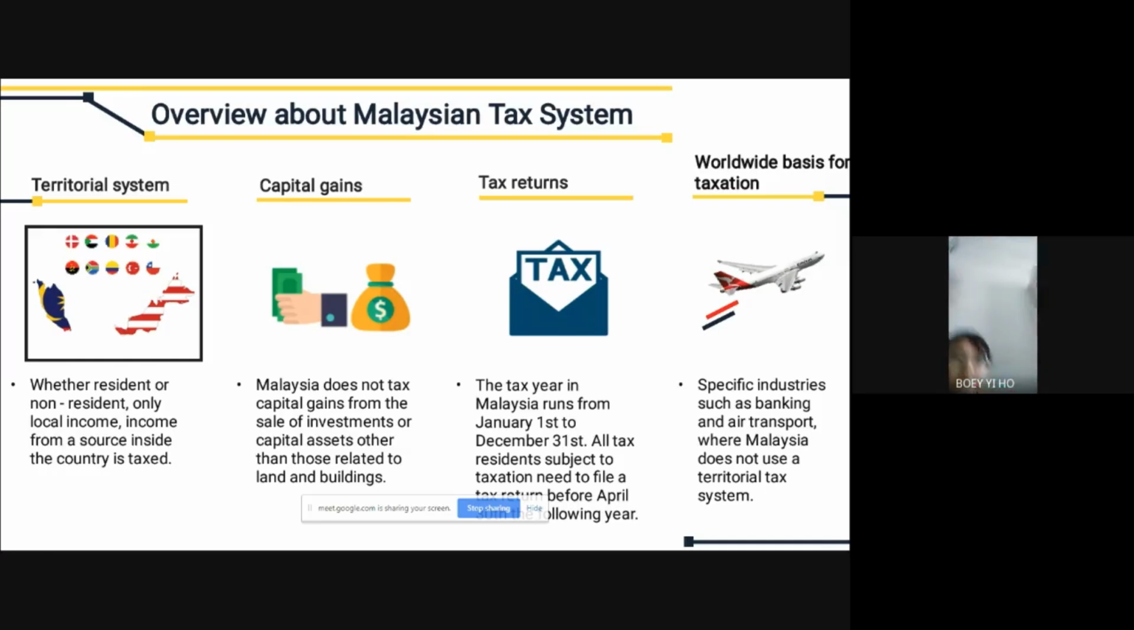Now, worldwide basis for taxation. For example, if you are a pilot and you are not staying in Malaysia for more than 182 days, how will Malaysia tax this pilot? The pilot will be subject to the worldwide basis for taxation, where the territorial tax system is not adopted. The pilot is traveling around the world, so the pilot will be subject to the worldwide basis for taxation.